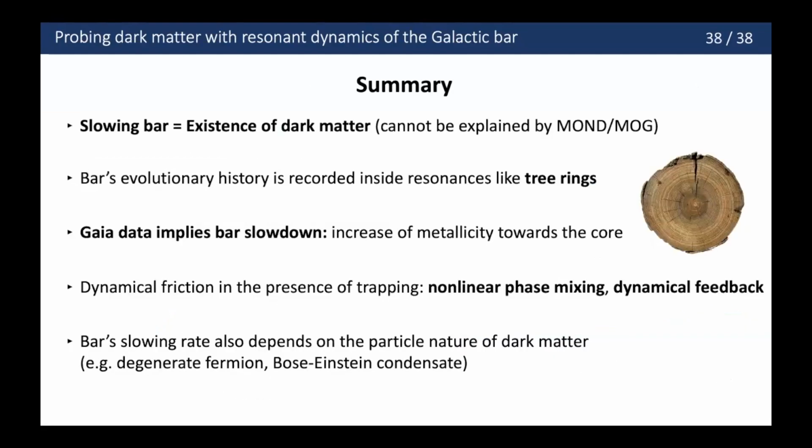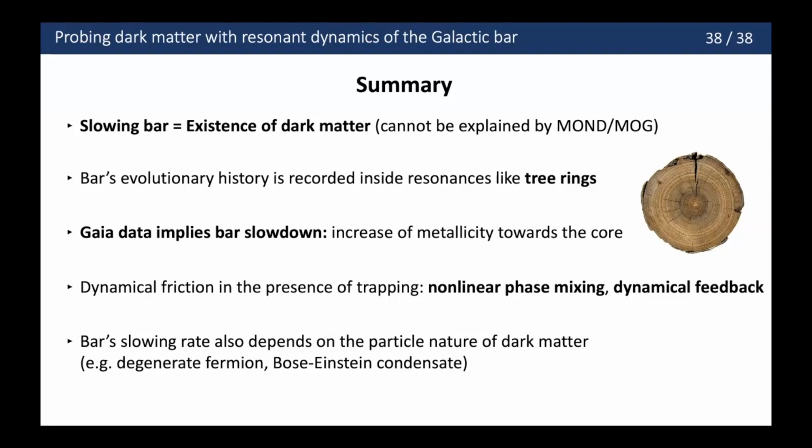Okay, so to summarize my talk, I've shown you that the slowing bar is a unique signal for the existence of dark matter, and this cannot be explained by MOND or any other kind of modified gravity theories. And then I've shown you that the bar's evolutionary history is recorded inside resonances just like a tree ring. And then I applied this idea to the Gaia data and showed you that the metallicity increased towards the core of the bar's corotation resonance, which strongly implies that the bar has been slowing down. And then I've also explained how we can model dynamical friction in the nonlinear regime, going beyond the linear descriptions.